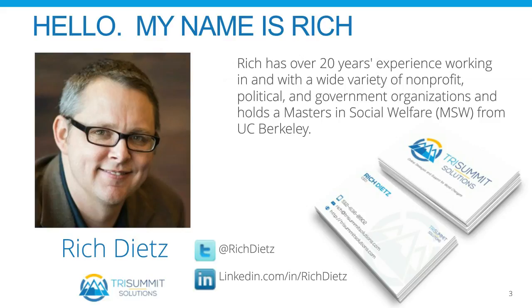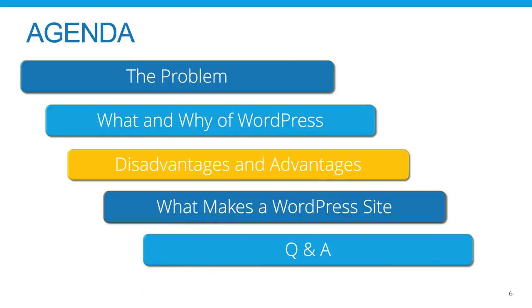Let's see a little bit about what we're going to talk about today. Quick agenda. We're going to talk about the problem, the big problem that I see in the nonprofit space, then the what and why of WordPress. We're going to talk a little bit about disadvantages and advantages, because of course no solution is perfect. There are other content management solutions out there. Then we're going to go into what I think is really interesting, which is what makes a WordPress website. If we really break down what a WordPress website is, the components that make it, I think you'll have a much better understanding of it. And then, of course, time at the end for Q&A.